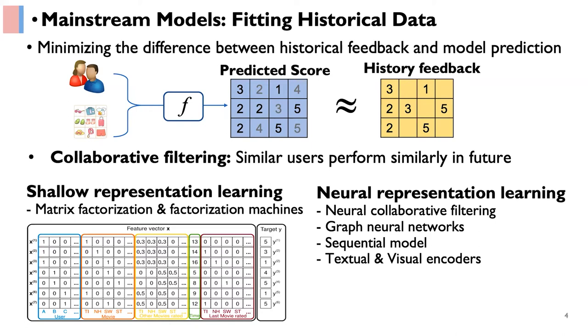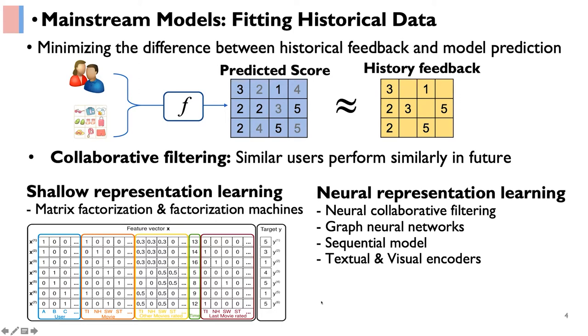For example, there are neural collaborative filtering models that learn user and item representations from user ID and item ID. There are also graph neural networks for recommendation that encode the structure of the user-item interaction bipartite graph. There are also sequential models that take, for example, the historical behaviors of a user as a sequence to learn a user representation. And there are also more recommender models that are equipped with encoders to encode side information into the item representations.